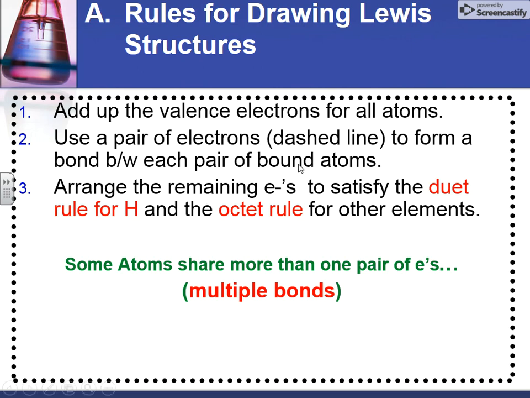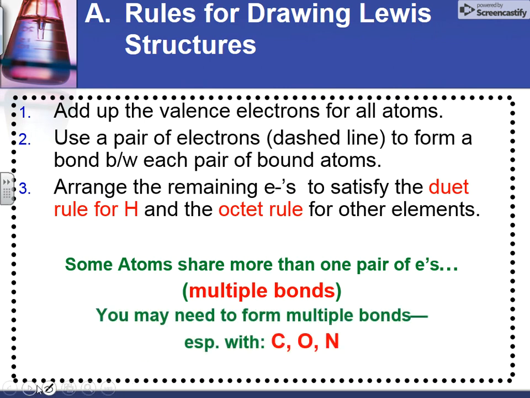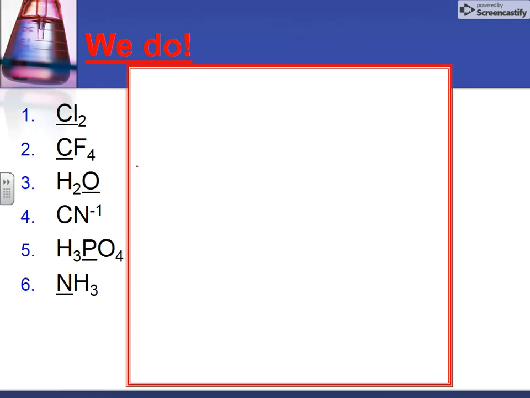Then next, you're going to use a pair of electrons, which is a dashed line, to form a bond between each pair of bound atoms, and then arrange the remaining electrons around each atom to satisfy the duet rule for hydrogen and the octet rule for all other elements. There are some atoms that are going to share more than one pair of electrons when you have multiple bonds, and specifically that normally occurs with carbon, oxygen, and nitrogen. I just remember "CON." They spell "con," and they have multiple bonds. Those are common elements that will be seen with multiple bonds.